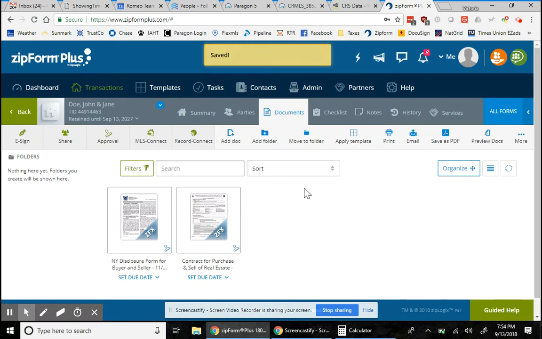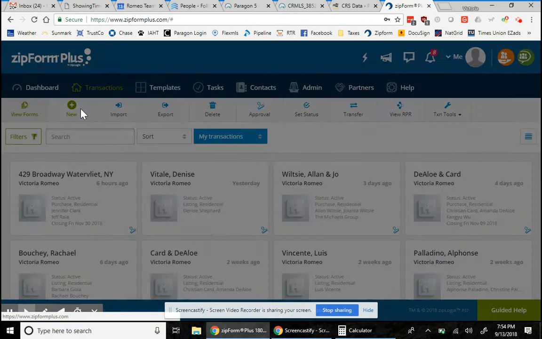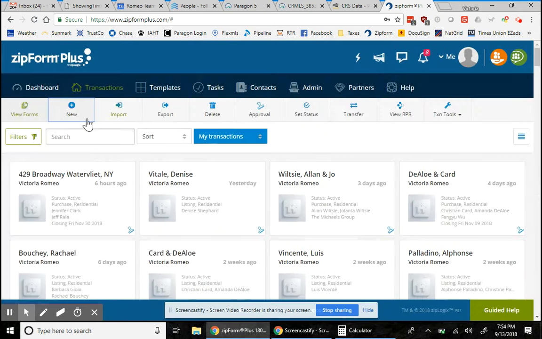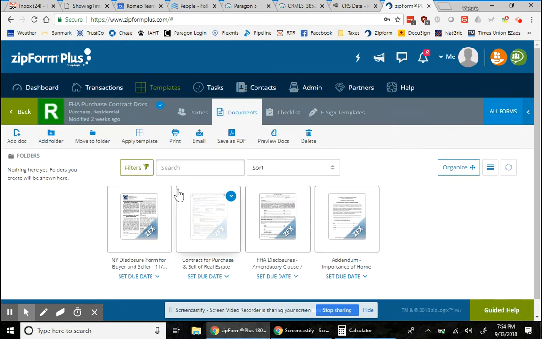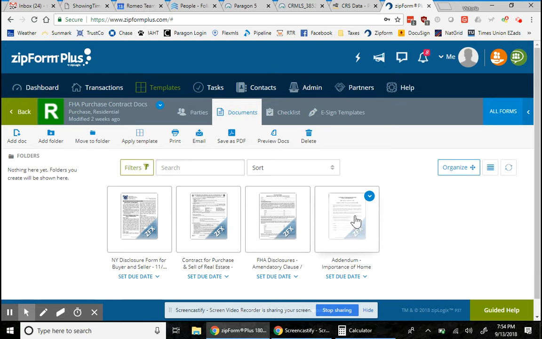Let's go back through so everybody knows how to find a template, right? Because at this point, I'm not going to go through the templates. If you're doing a new transaction, you just label what it is, and your templates are all in there in that drop-down menu. So I'm just going to pop into my templates so I'm explaining everything correctly. Okay. FHA addendum. With an FHA contract, you should have 2 addenda.